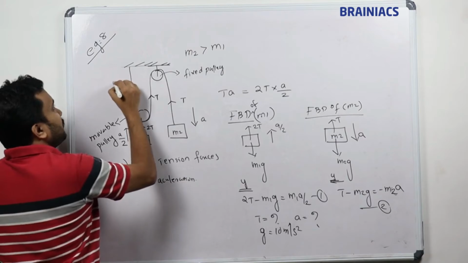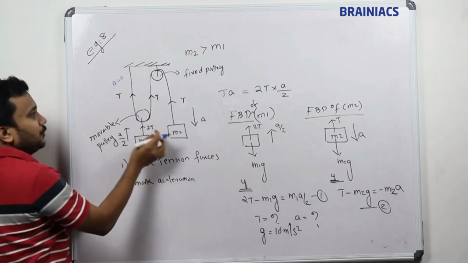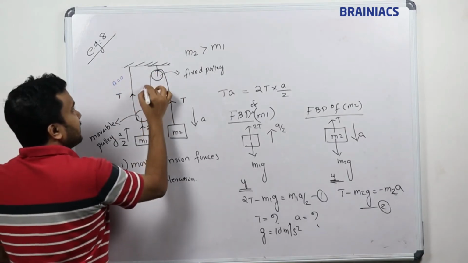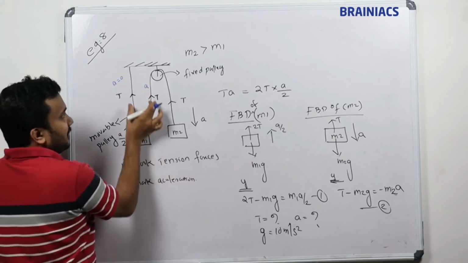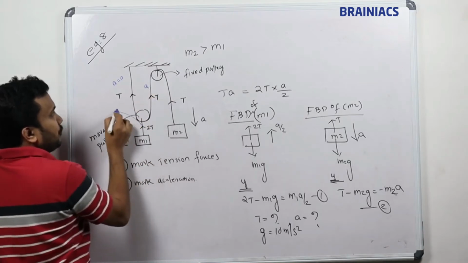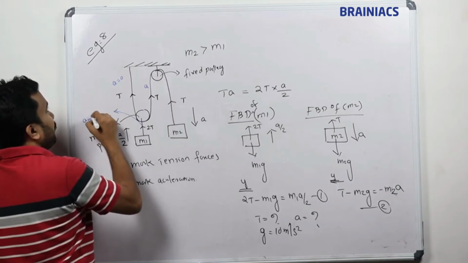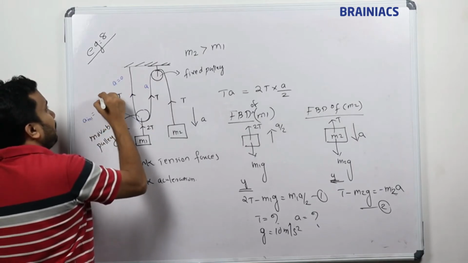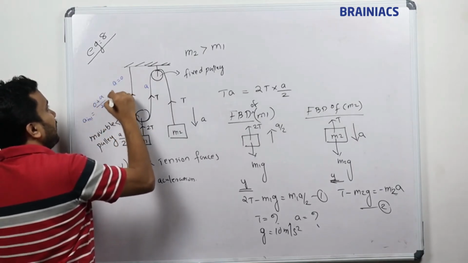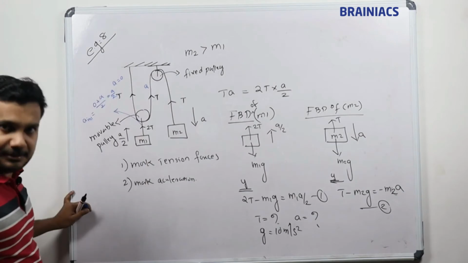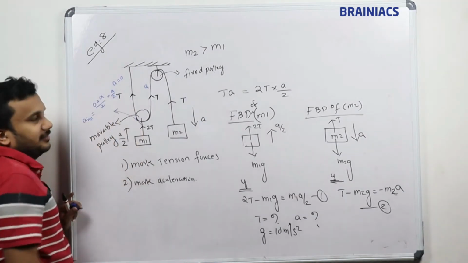Fixed connected means there is no acceleration, so here acceleration is equal to 0. This rope will have an acceleration of A. So this acceleration is the average of these two, which means the acceleration of the M1 body is the average of these two: 0 plus A by 2, which is equal to A by 2. Some textbooks and reference books mention it like this.